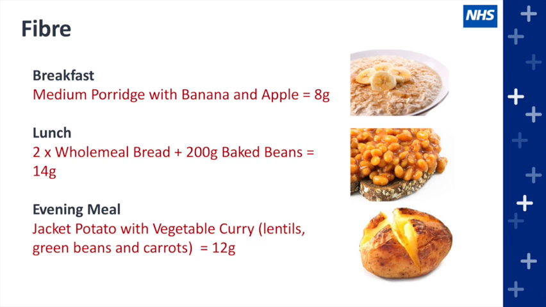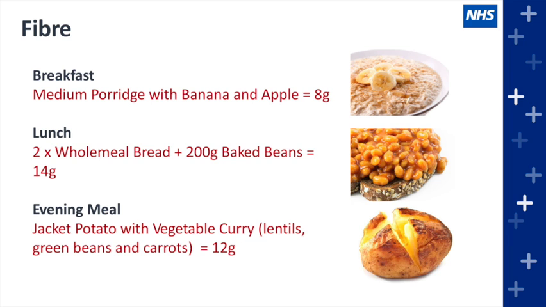And if you had lunch with 2 slices of wholemeal bread and a small, 200-gram tin of baked beans, that would give you another 14 grams. And then an evening meal, if you had something as simple as a jacket potato with some vegetable curry, so for instance, including lentils, green beans and carrots, that would give you another 12 grams of fibre. So altogether, you would be getting 30 grams in a day.